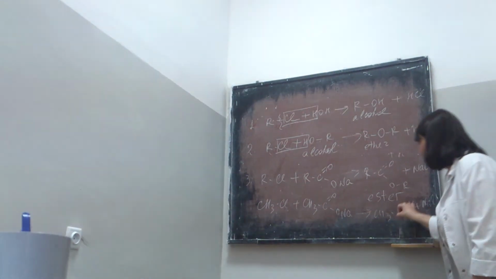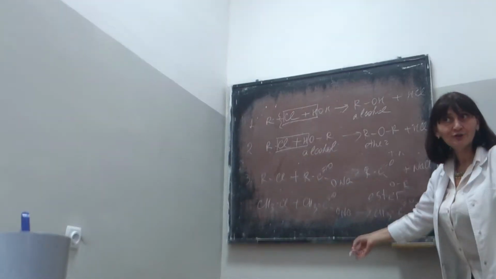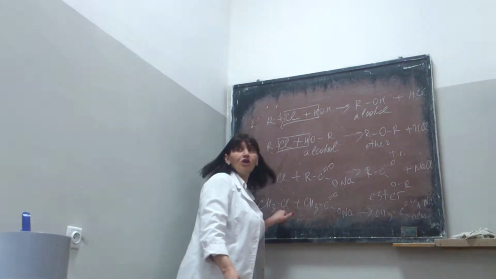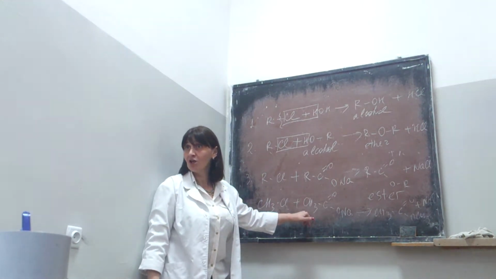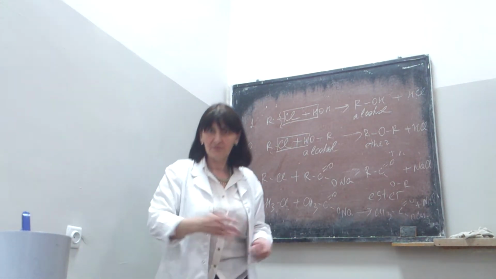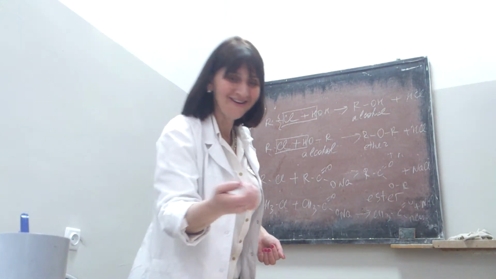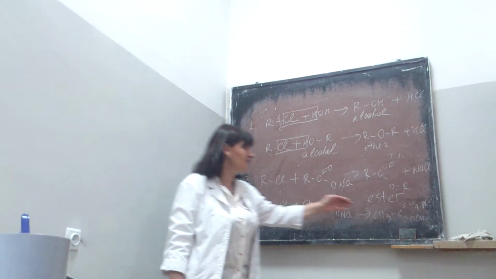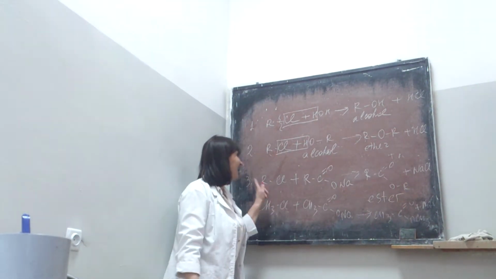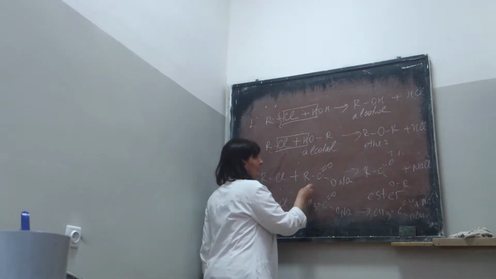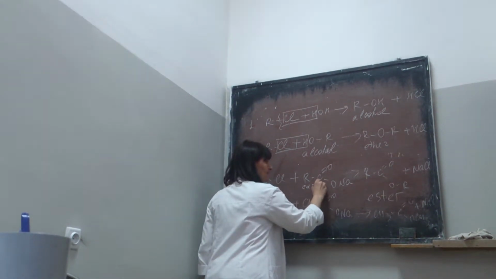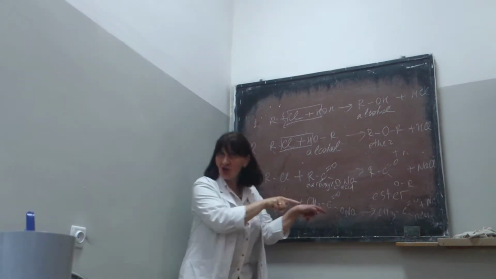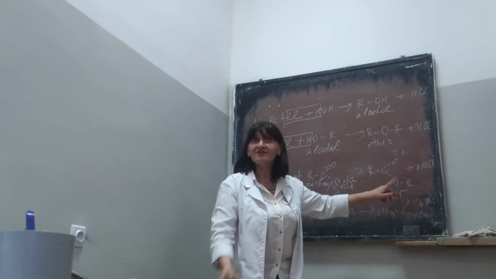What's the name of this one? Methyl ethanoate. So if the question is what's the product of chloromethane with sodium acetate, the product always is methyl ethanoate. Once again, alkyl halide plus carboxylic acid or its salt, you get ester. This is the third reaction.